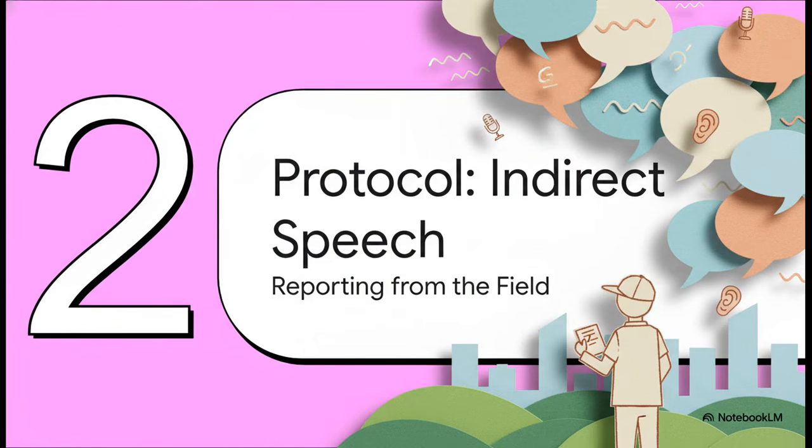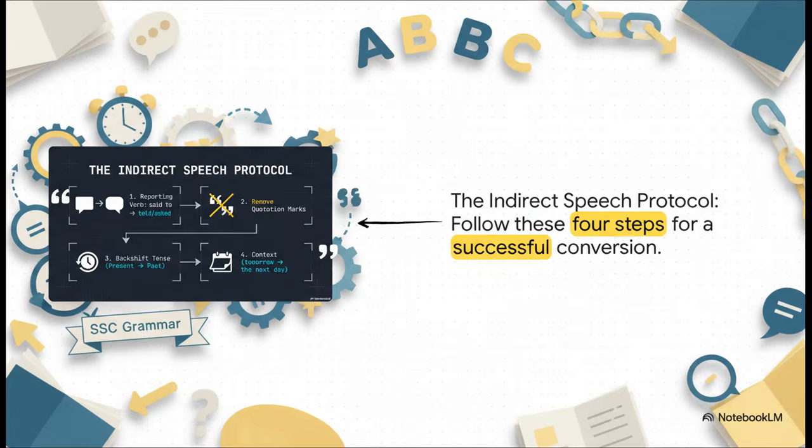All right, let's move on to the next piece of the puzzle. This is what we'll call the protocol for indirect speech. Think of this as reporting from the field. It's all about telling someone what another person said, without using direct quotes. And to do this right, you just need to follow a simple 4-step protocol.